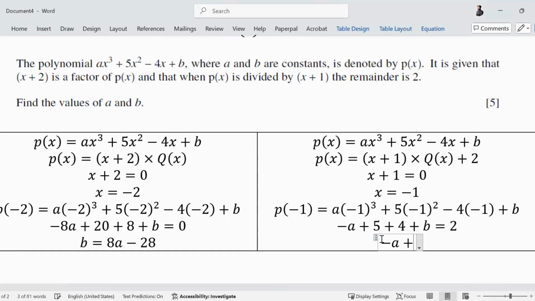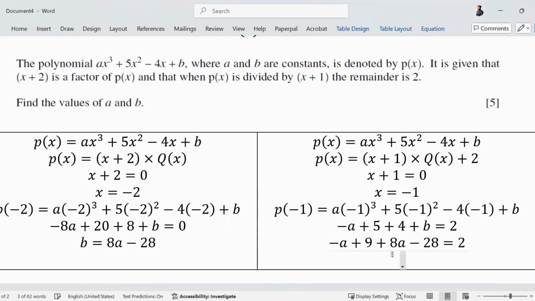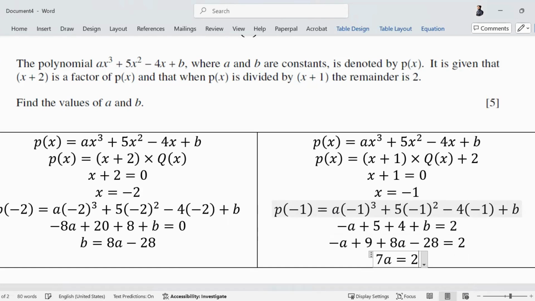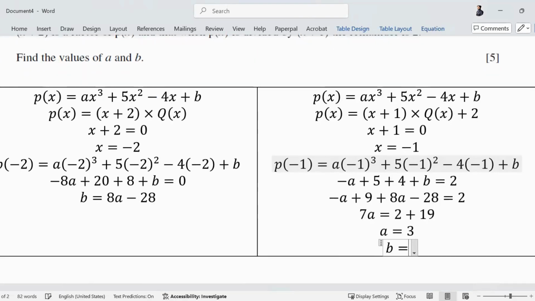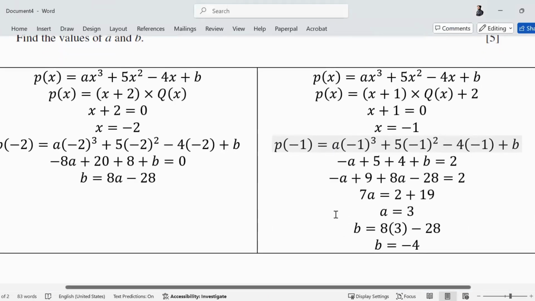Simply minus a plus 9, and in place of b I can write 8a minus 28, which is 2. So 7a is equal to 2 plus 28, 7a equals 21. The value of a is 3, and b is 8a minus 28, so 8 times 3 minus 28. b is negative 4. So a is 3 and b is negative 4. Is this clear?